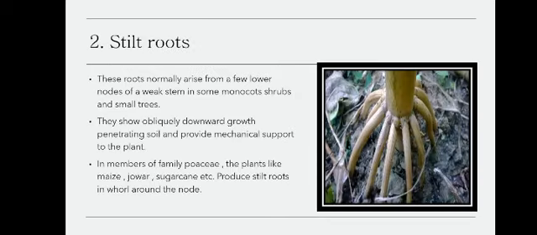Second, stilt roots. These roots normally arise from the lower nodes of a weak stem in some monocot shrubs and small trees. They show obliquely downward growth, penetrating the soil, and provide mechanical support to the plant. In members of the family Poaceae, plants like maize, jowar, sugarcane, etc. produce stilt roots in whorls around the nodes. You can observe here, the roots are in clusters and are produced around the nodes in a whorl, providing mechanical support.